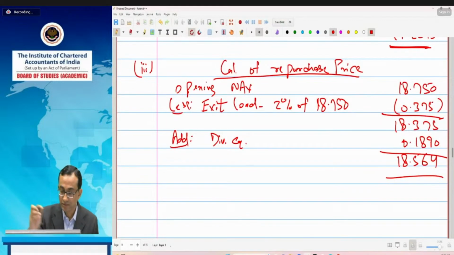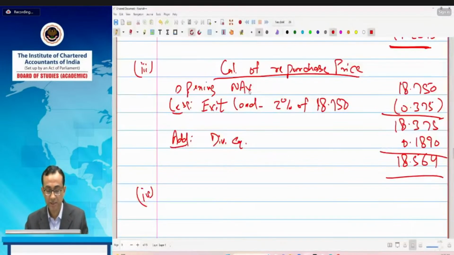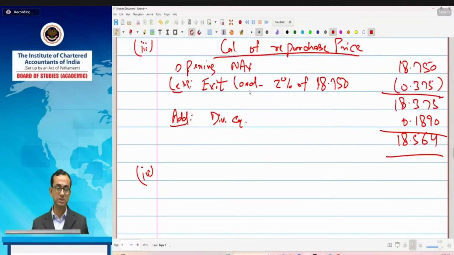Okay. Now come to the last part. What is the question asking? The question is asking about the net asset value, that is the closing NAV. Let us calculate the closing NAV. Closing NAV will be calculated by the simple logic which we have discussed earlier: from the opening NAV, all the returns will be added and any dividend will be deducted to arrive at the closing NAV.